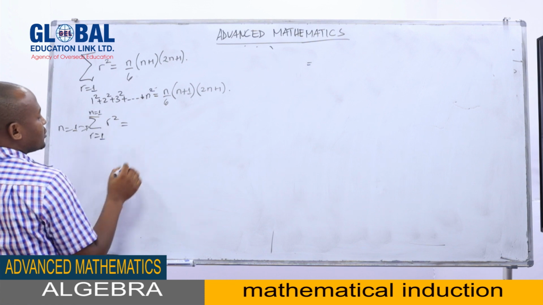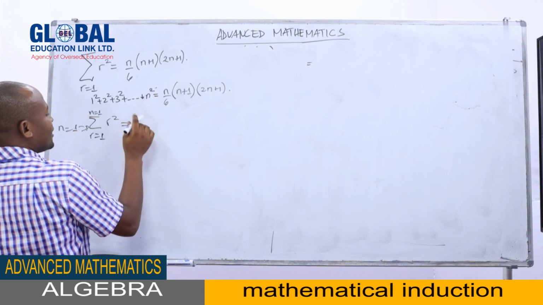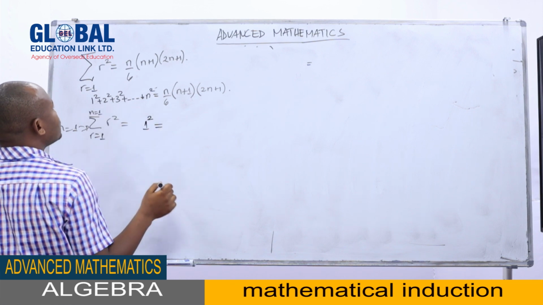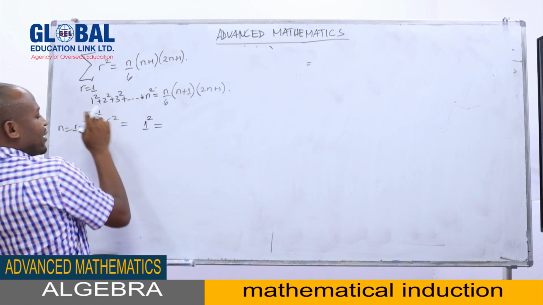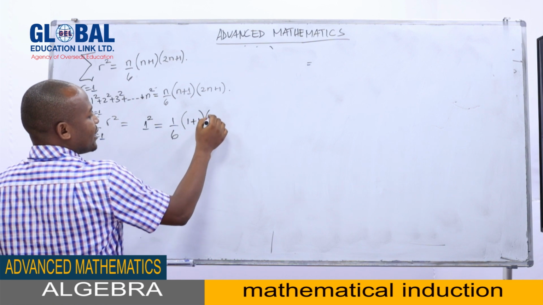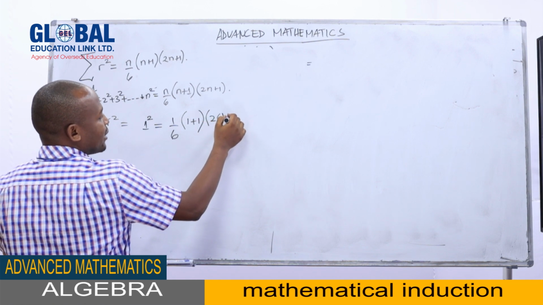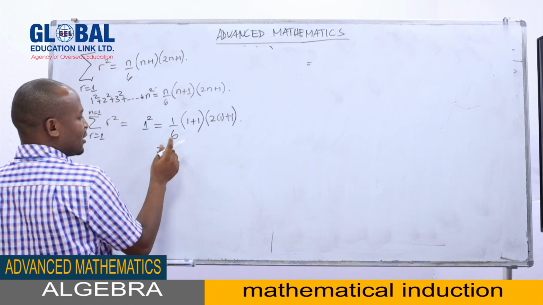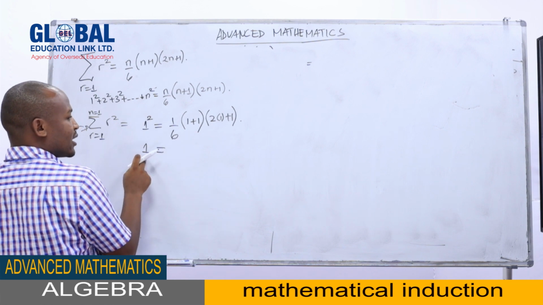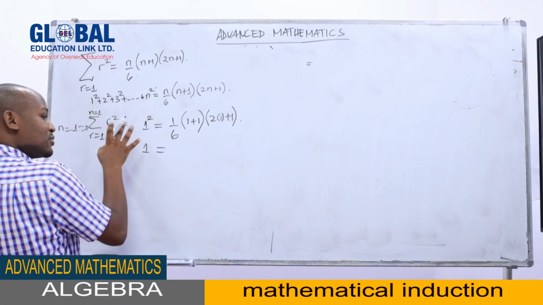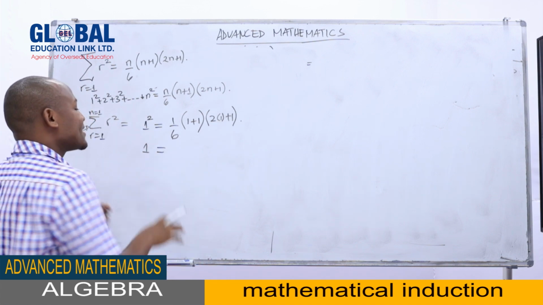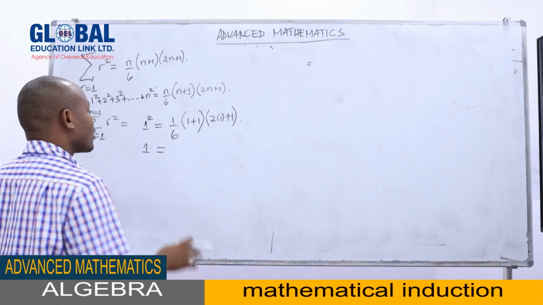That is r square, so this equals to something like this. We are looking at the first term. That is 1 square equals to n over 6, where our n is 1, then 1 plus 1, and then 2 times 1 plus 1. Now, the left-hand side is 1. Let's simplify the right-hand side. We are supposed to get 1. If it's not true for the first few steps, then we cannot continue proving this, because it doesn't hold true for the first few steps. But if it's true, then we can go on and prove.